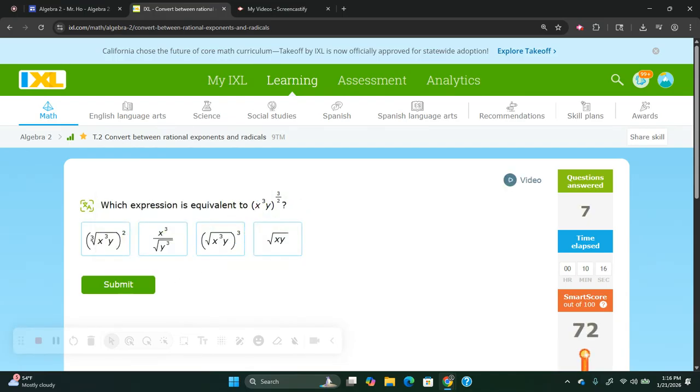Okay, the last one over here. If you pay attention, you will see this is the parenthesis. Everything inside has power 3 over 2. So let's rewrite over here. So x cubed power 3 over 2, and then the y also power 3 over 2. Let's see what happened here.